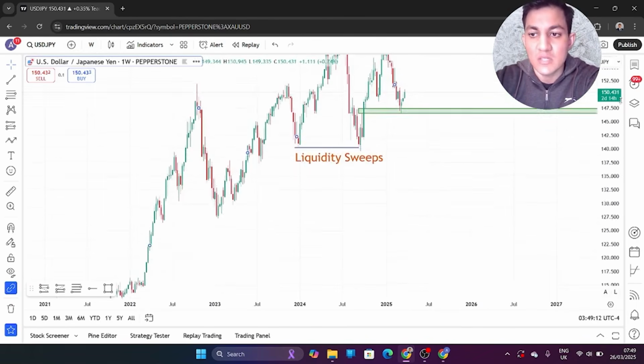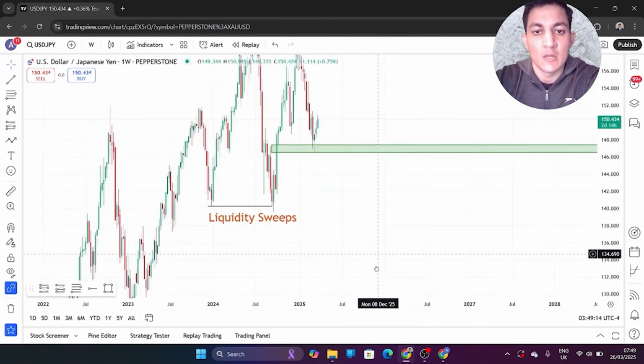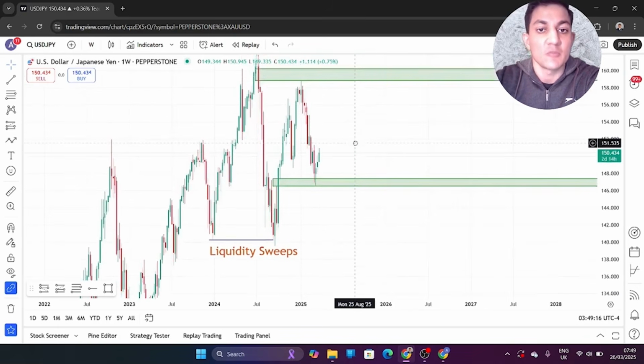So I've got the overall weekly trend, macro trend. We've got liquidity, fair value gaps are being respected. I want to get on the daily chart, and I want to see the daily chart showing me similar things. I don't want the daily chart to be bearish. I don't want the 4 hour chart to be bearish, and then the 1 hour chart to be bullish. I don't want any of that. I want everything in agreement.